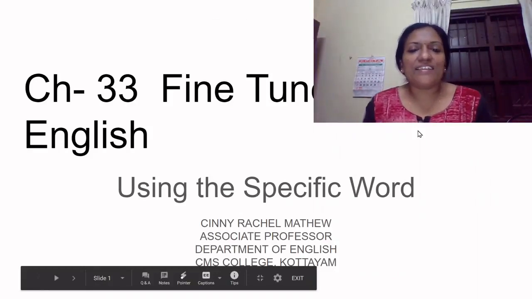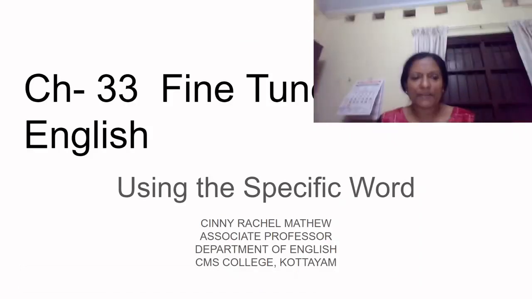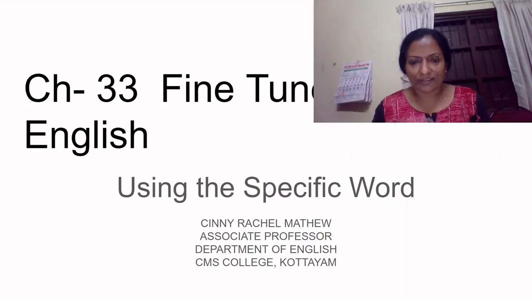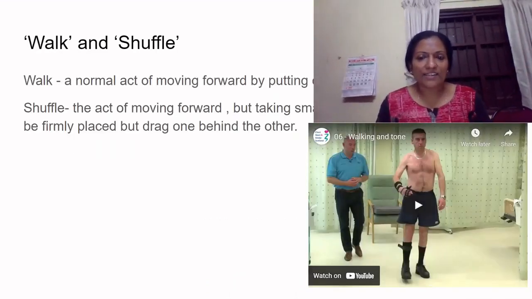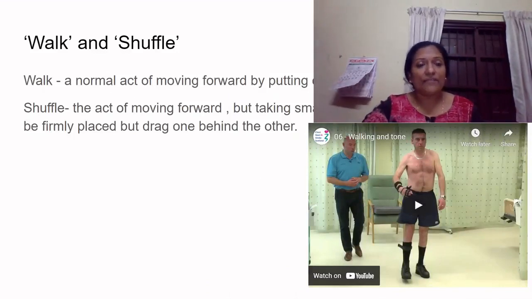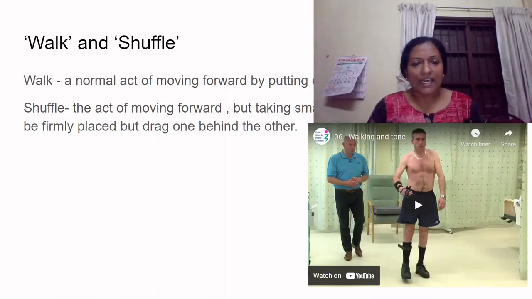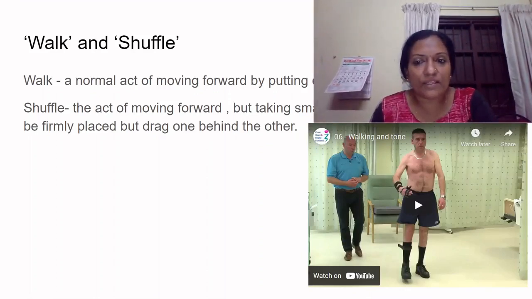Here comes another chapter from Finetune Your English Using the Specific Word, chapter 33. The words in this chapter are arranged in such a way that you have one word coming alongside another word, and this is the way the difference between the words is brought out for you.